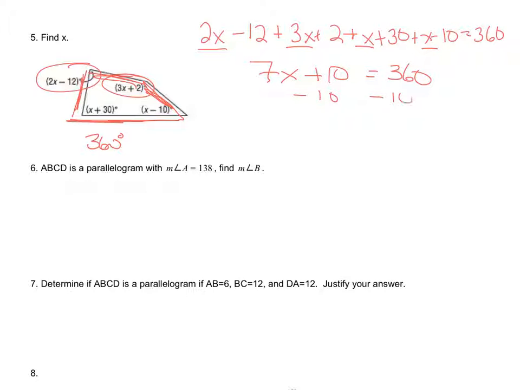So I'll subtract 10. So 7x equals 350. So if I divide by 7, 350 divided by 7 will give me 50. And that's what x is in this case, and that's actually what we're finding. We, of course, could plug it in and find the angles, but it just wants us to find x in this problem.